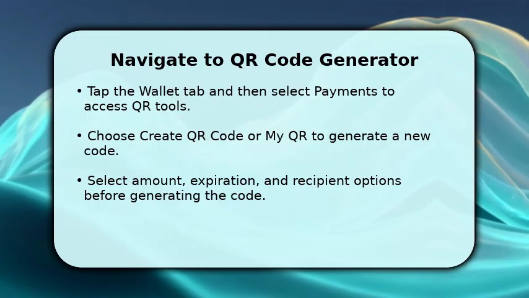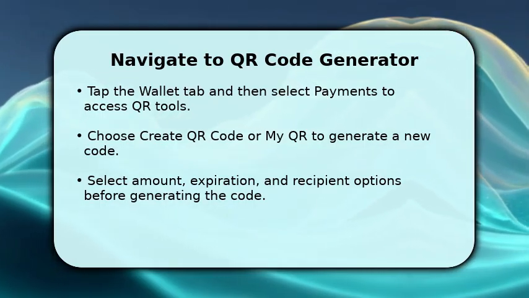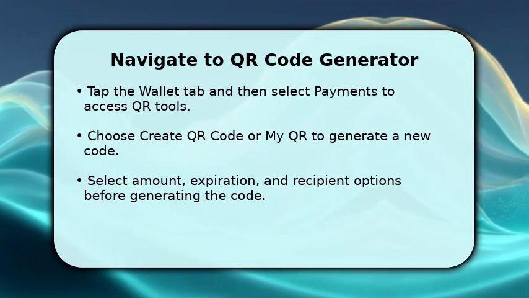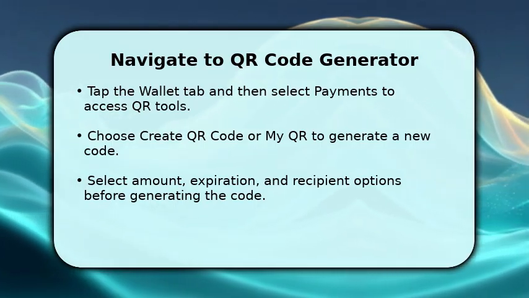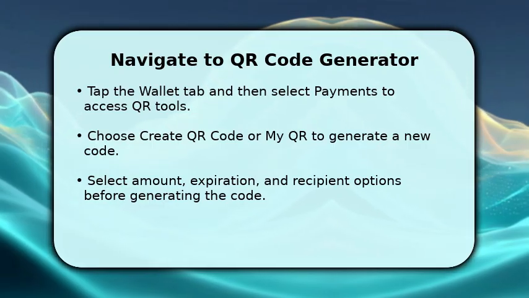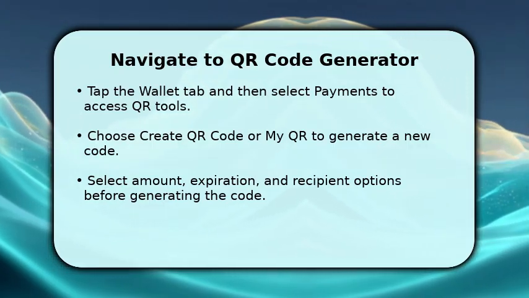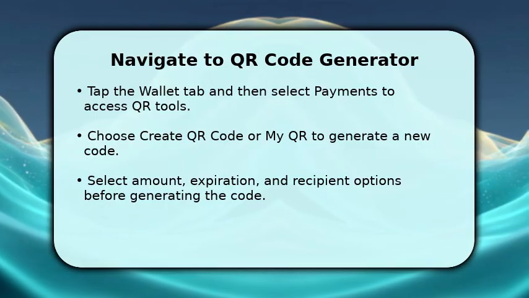Enter the payment amount in numbers, for example 2500 if you want a fixed charge. Set an expiration time such as 24 hours to control validity. Choose recipient options like public, private, or specific contact.